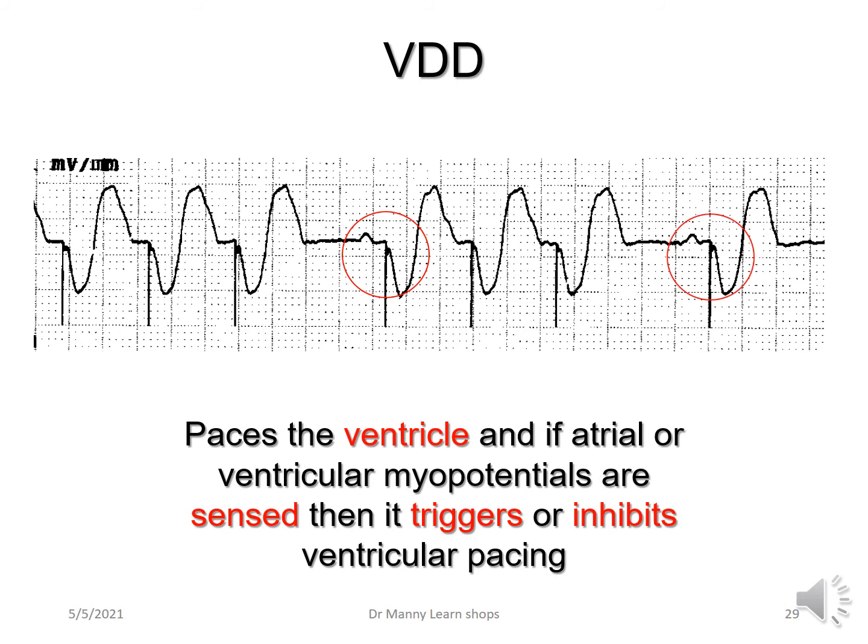If it had sensed ventricular activity, then you'd see a normal PQRST complex there, but there's none in this rhythm strip. VDD.